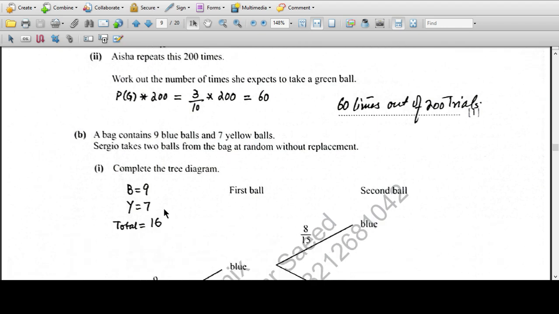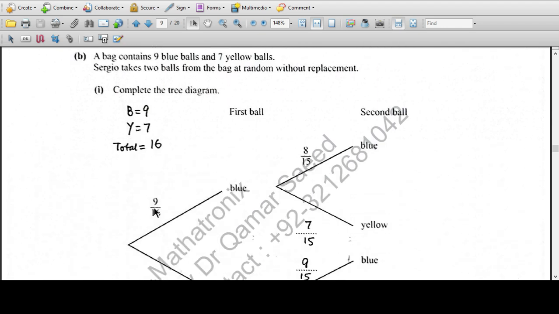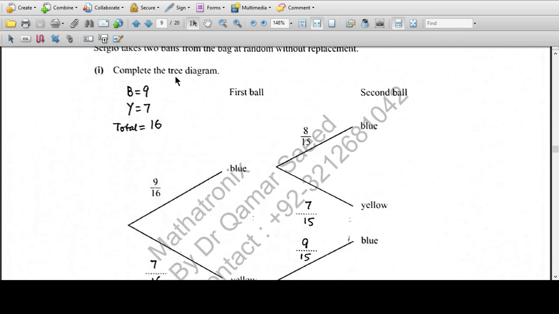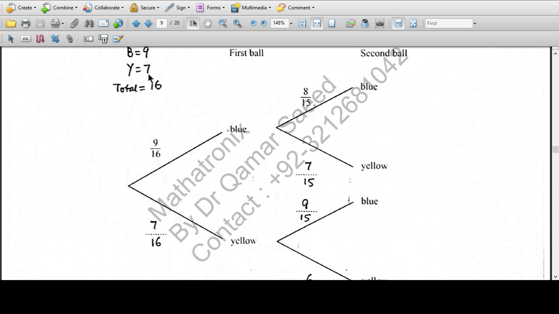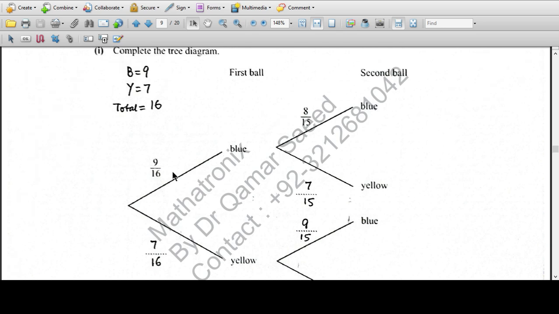Two balls without replacement, blue and yellow. Complete the tree diagram. For the blue balls, the probability is 9 upon 16, and for yellow it is 7 upon 16. So we write down this 7 upon 16 here.